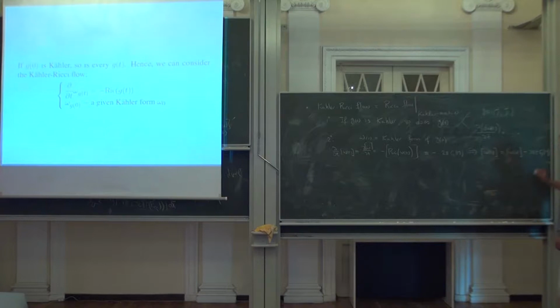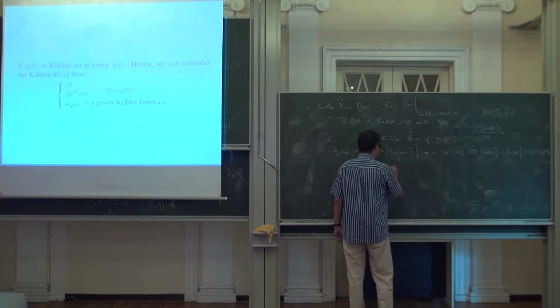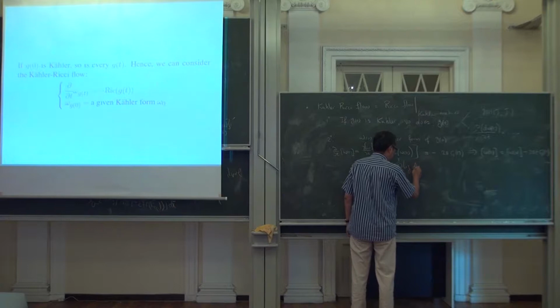Maybe sometimes I drop 2π, and define how you define a first Chern class. Okay, it must be this. So Ricci of ω means the Ricci form, so locally this is given by minus √-1 ∂∂-bar of log of the volume form, as I said yesterday, and the corresponding volume form.